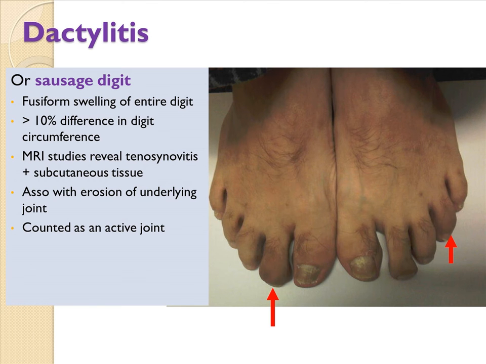Another hallmark of psoriatic arthritis is dactylitis, which describes the fusiform swelling of the entire digit. Sometimes we can measure the circumference of the digit. If it is 10% more than the circumference of the same digit on the other side, we call it dactylitis. On MRI, we know that this dactylitis is not just limited to the joint, but the whole digit, including the tendon, synovium, and subcutaneous tissue. So we count it as an active joint in psoriatic arthritis because it's associated with underlying joint deformity over time.